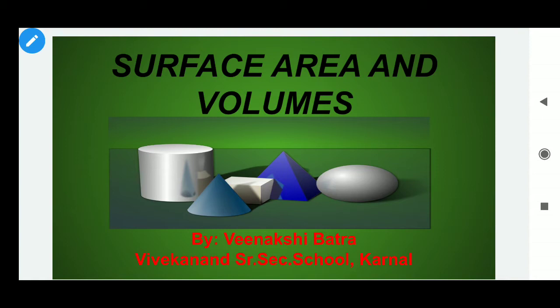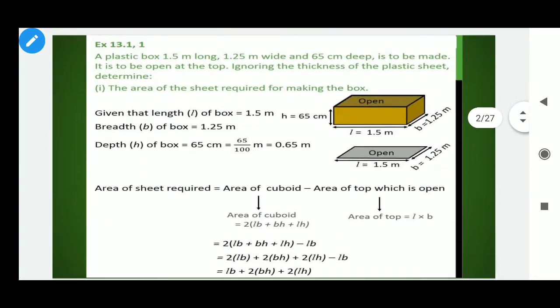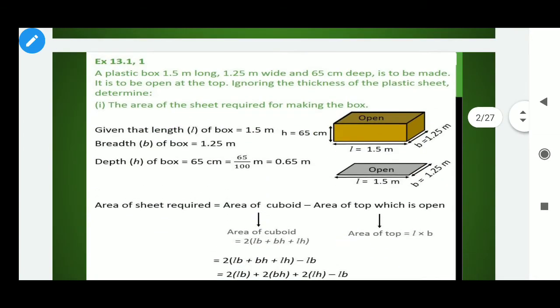Students, in the previous lecture, I explained how to construct the formulas of the cube and cuboid. Now, in this video, we will discuss the questions related to the same. So, let's start with exercise 13.1, question number 1.